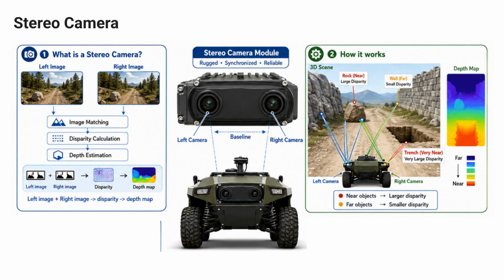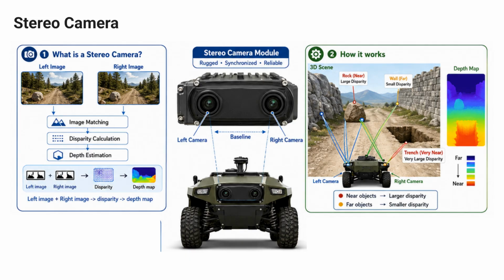A stereo camera uses two synchronized cameras placed a fixed distance apart, similar to human eyes. Each camera captures the same scene from a slightly different position. The system then compares the left and right images and measures the difference, known as disparity. Nearby objects show a larger disparity, while distant objects show a smaller one. Using this information, the camera calculates depth and creates a three-dimensional understanding of the environment.